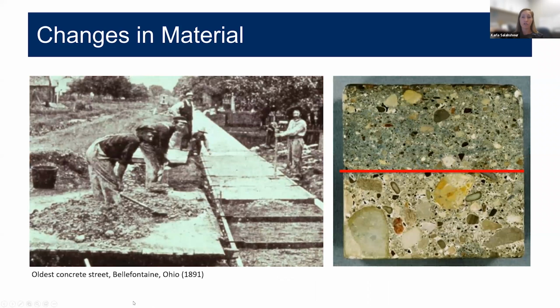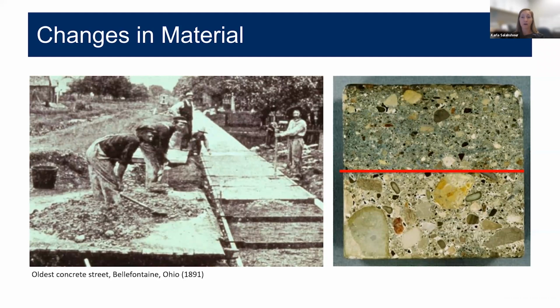This set of photos shows the first concrete street in the US. It's in Bellefontaine, Ohio. It was constructed in 1891. Shown here on the left under construction. On the right is a core sample that was extracted, sectioned longitudinally and polished. And you can see that there are actually two distinct layers comprising the pavement thickness. So the bottom portion is what serves as the load-bearing portion of the system, and the upper layer was installed to protect that body of the pavement from freeze-thaw distress.